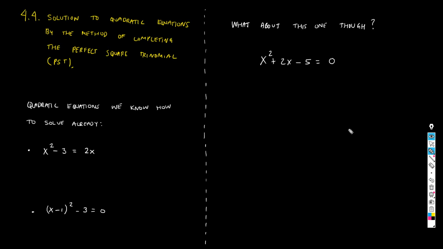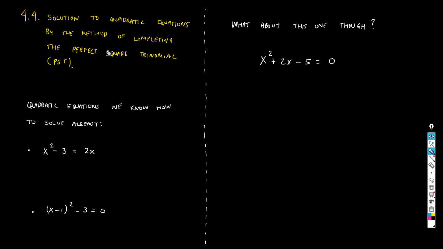Hello class, welcome to lesson 4 of stage 4, which is the following: solution to quadratic equations by the method of completing the perfect square trinomial. For short, I will be saying PST whenever I make reference to this whole phrase, perfect square trinomial, because this is way too many words.